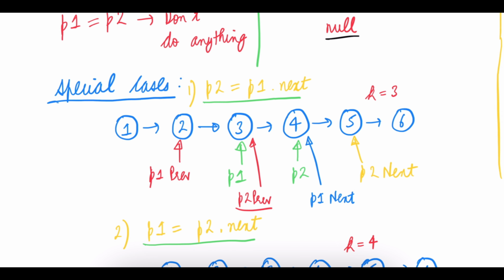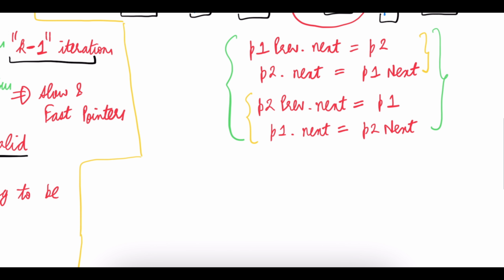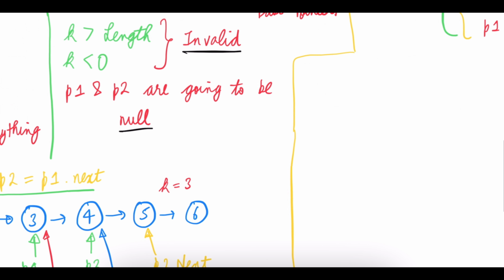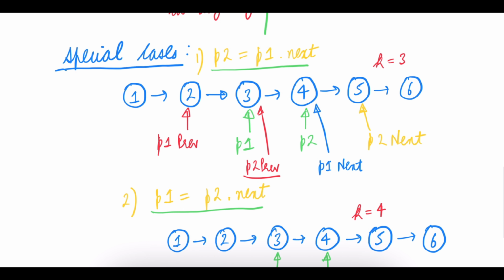So there are going to be two special edge cases. So let's try to understand those two edge cases. So the first case is when p2 is equal to p1 dot next. So for these edge cases, we don't need to do all these 4 pointer updates. So let's try to see what we can do instead.